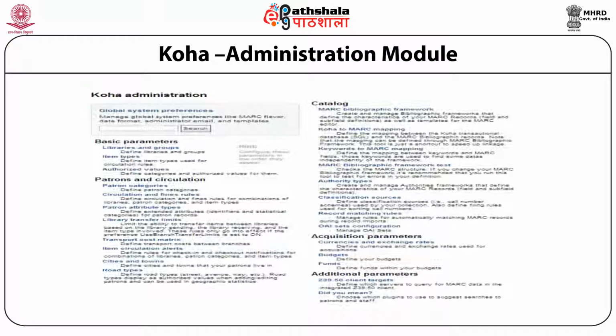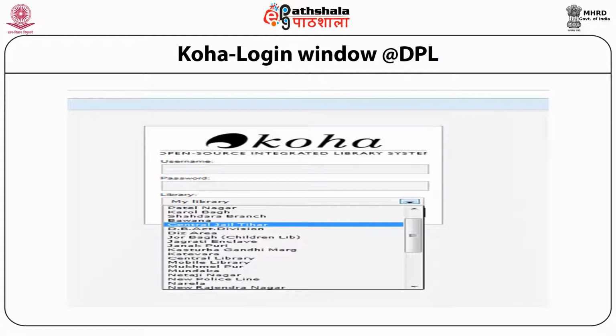The screen shows the administration module of Koha, which shows the basic parameters and parameters for patrons and circulation. It also displays the parameters of catalog, acquisition, and additional features. The screen shows the login window of Delhi Public Library showing all the member libraries.